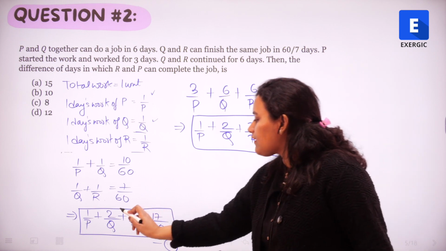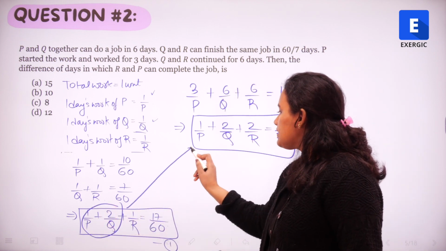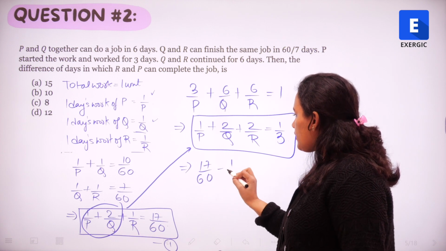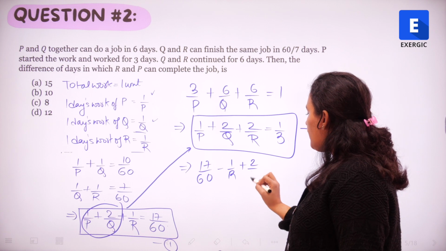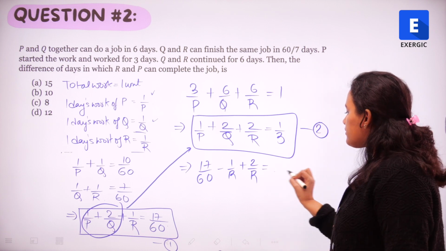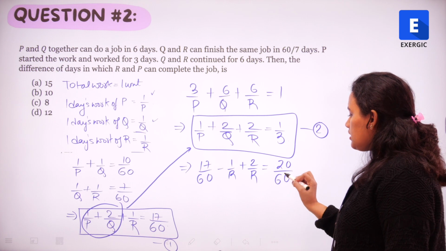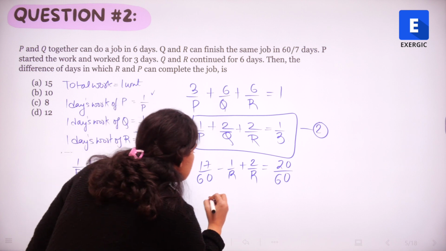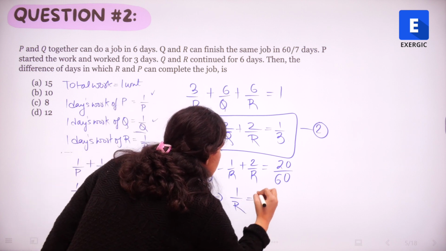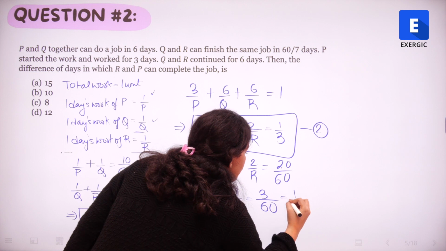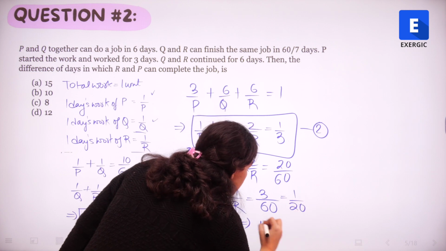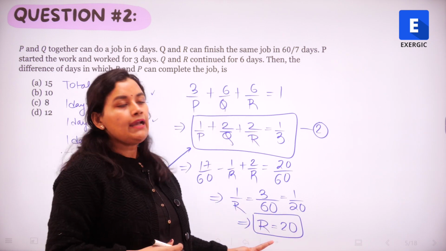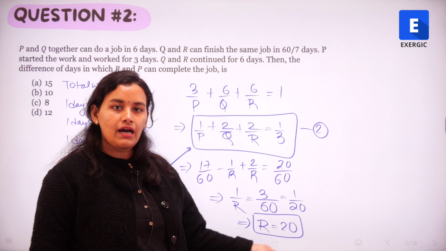So I can replace this in terms of R and find out what R is. If I replace the value of 1 by P plus 2 by Q in this equation, what will I be getting? 17 by 60 minus 1 by R plus 2 by R is equal to 1 by 3. 1 by 3 can be written as 20 upon 60 just to make the denominators equal. Right? So this will give me a value of R. Simplifying, this is 1 by R is equal to 3 by 60, that is 1 by 20. So R is equal to 20. So we have found out the number of days that R is going to take in order to do the work alone. So R is equal to 20.